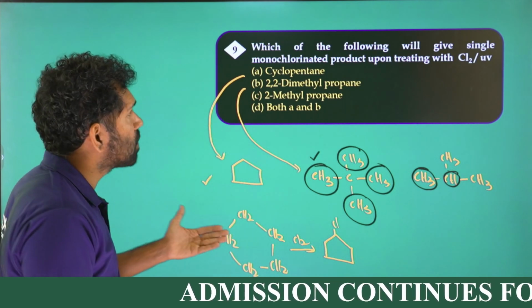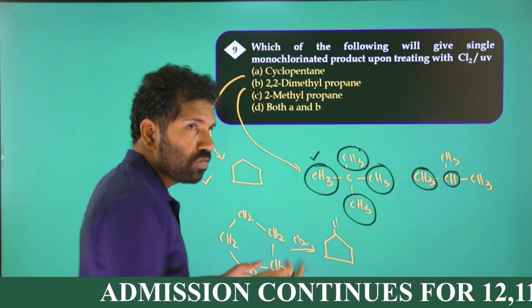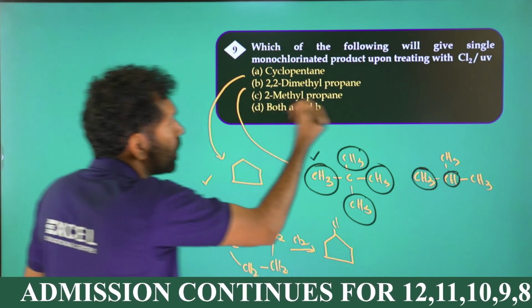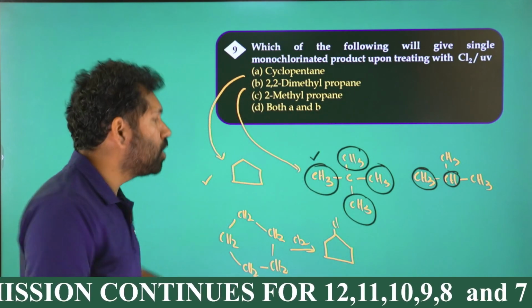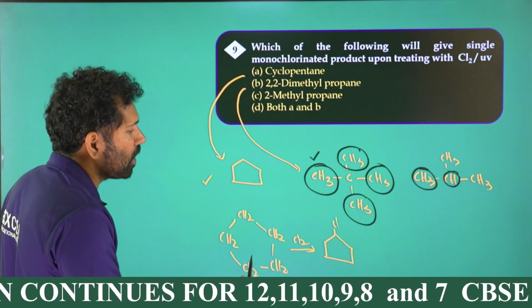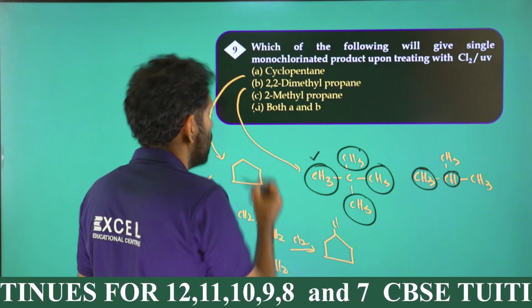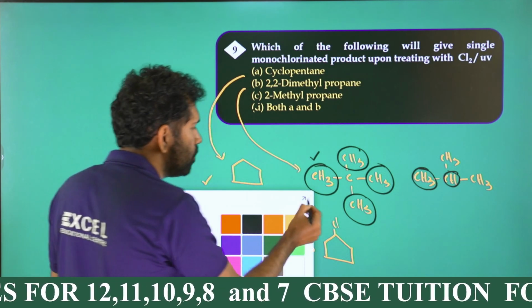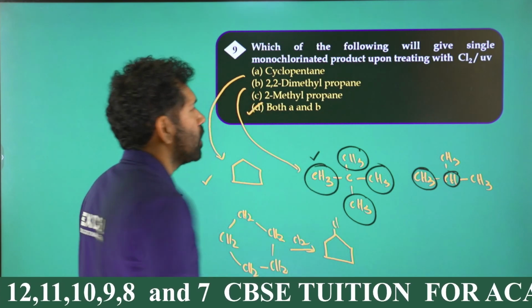So the answer will be: cyclopentane will give a single monochloro product, and 2,2-dimethyl propane will give a single monochloro product. So we can say the answer is both A and B, right? The answer will be both A and B. This is your answer. Okay.